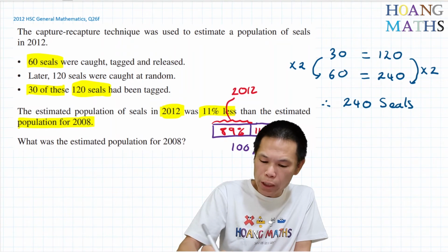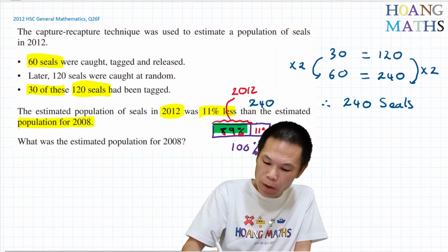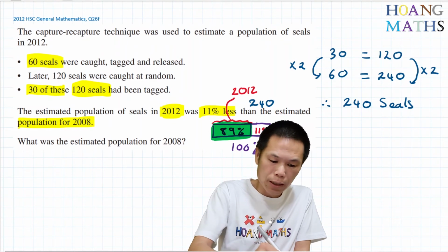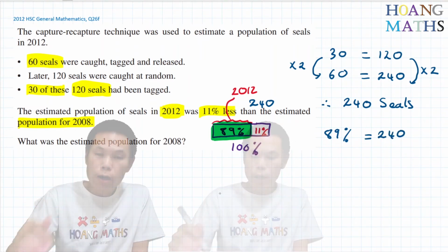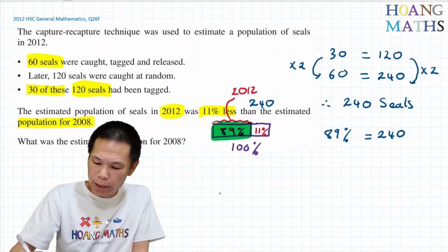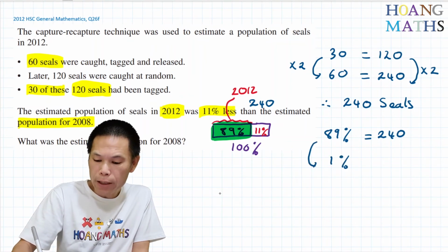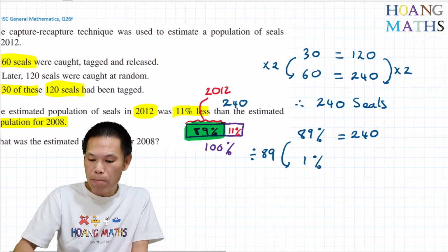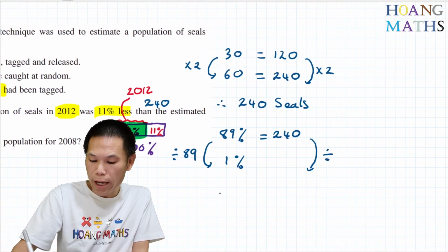But then in 2012, we know that there are 240 seals altogether. So this means 89% is equal to 240 seals. But then we need to work out 100%. So let me just work out 1% first. So from 89 to 1%, we divide by 89. Remember, whatever I do on the left-hand side, we do exactly the same on the right-hand side.